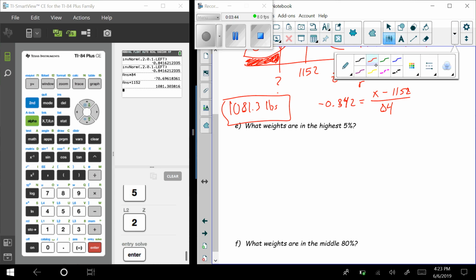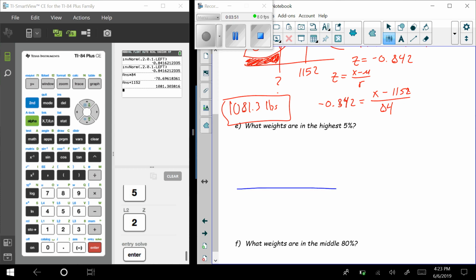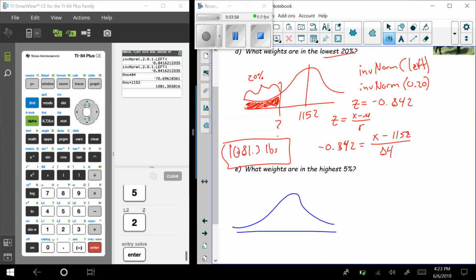For part E then, now all of a sudden we want to find the weights in the highest 5%. Oh, I almost forgot up here, because it's the lowest 20%, it could be this weight or lower. And up here, we're doing something similar, except now this percentage out here is 5%. It's still 1152 down the middle, but I don't know what this is. Here we're doing inverse norm. If you don't have a fancy calculator, you have to do the left area. The left area is 0.95, right? 100% for the whole thing, 5% at the top, 95 to the left.